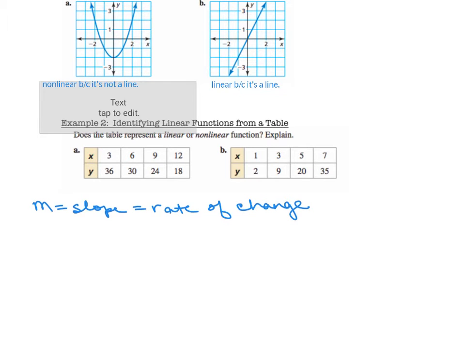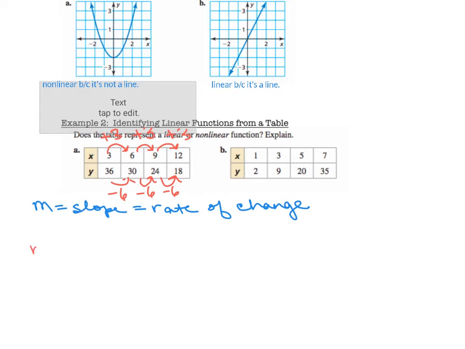So for the first table, letter A, our change in x is 3 every single time, plus 3. We're adding 3 every time the number changes in the x row. For y, the first time from 36 to 30, we subtract 6. 30 to 24, subtract 6. And then 24 to 16, subtract 6 again.